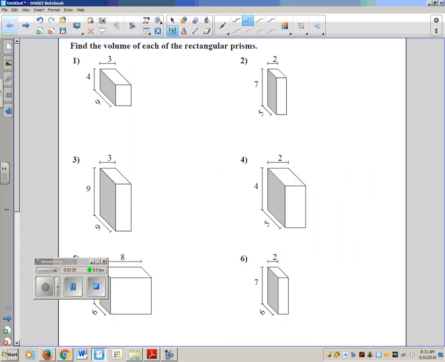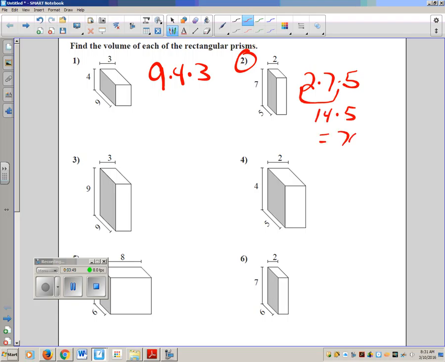Your problems are going to look like this. So on number 1, it's a 9 by 4 by 3. All you would do would be 9 times 4 times 3. On number 2, 2 by 7 by 5. Take your time. You're going to say, this is so easy. Easy to make a mistake. So it would be 14 times 5, which would be 70. That's all volume is with the rectangular prisms.